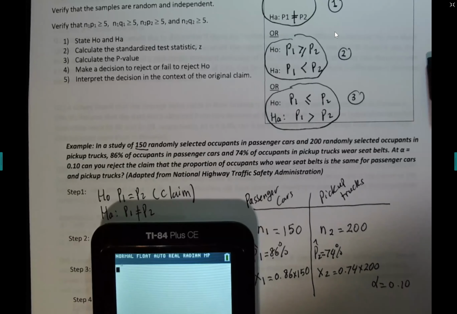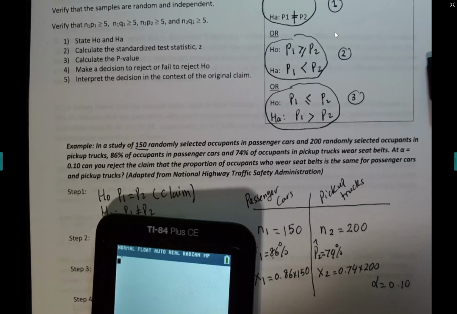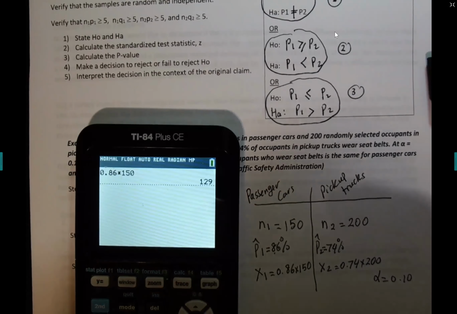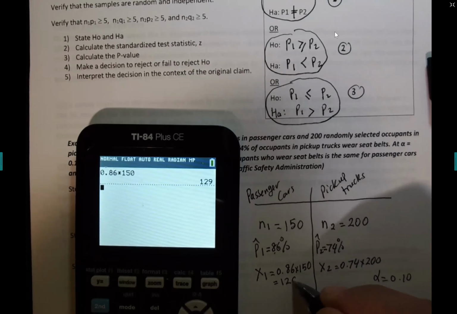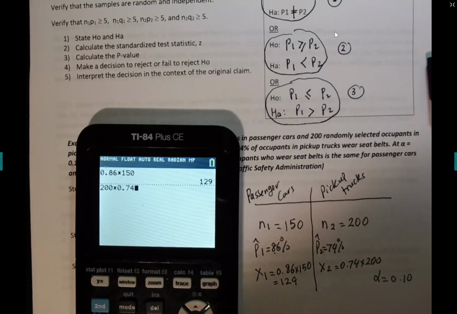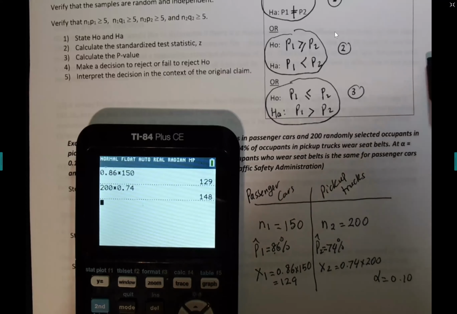So let me just do that. 0.86 times 150. If it doesn't turn out to be a whole number, you have to make it a whole number, rounded. So it's 128.9. That's good. And if I take 200, guys, and multiply it by 0.74, it would be 148.